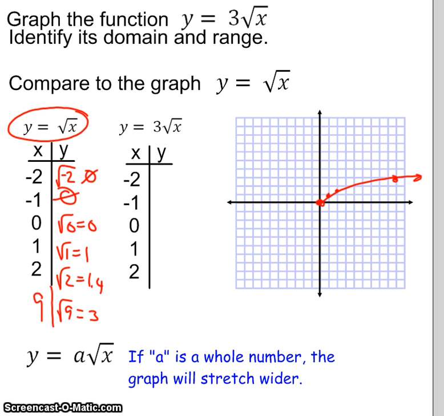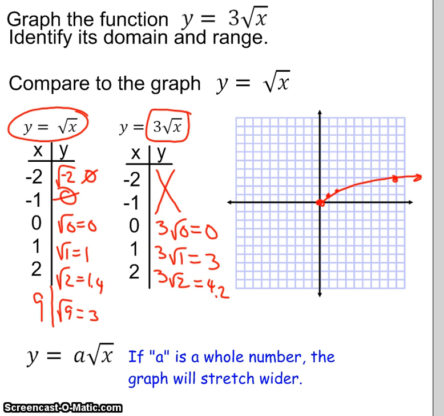Next, what happens if we multiply the square root of x by 3? Remember, -2 and -1 are not in the domain, but if I plug 0 into x and multiply by 3, I get 0. Plug 1 into x, multiply by 3, I get 3. Then 3 times the square root of 2 is 3 times 1.4, which is 4.2. Let's do the other one, 9. 3 times the square root of 9 is 3 times 3, which is 9.